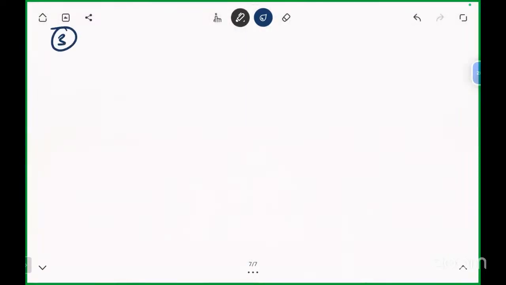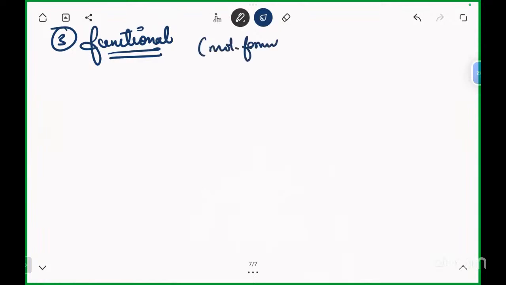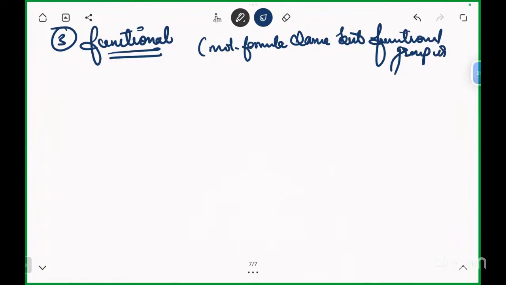The third thing to remember is the functional group isomers. That is again a most important topic. From an exam point of view, you can get a question from this area. For functional group isomers, the molecular formula is the same, but the functional group is different. Functional group is different.